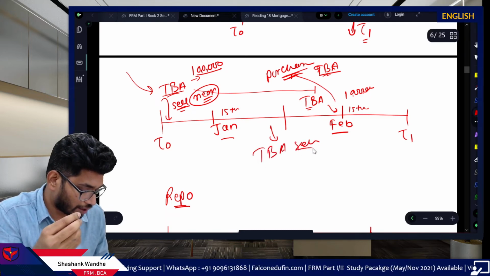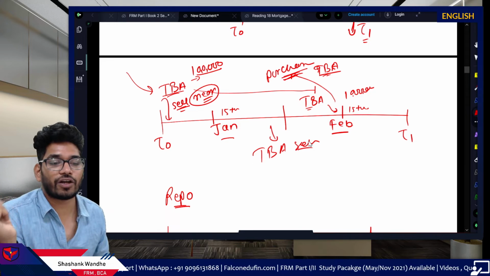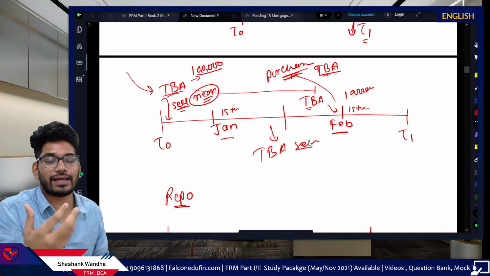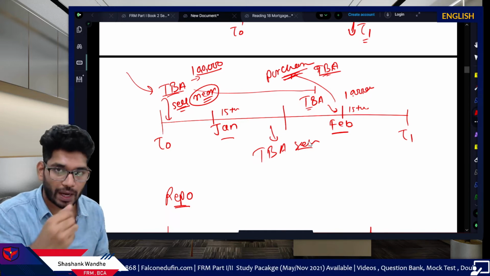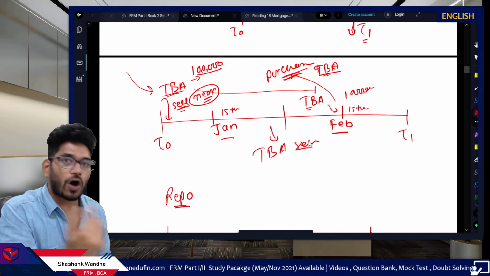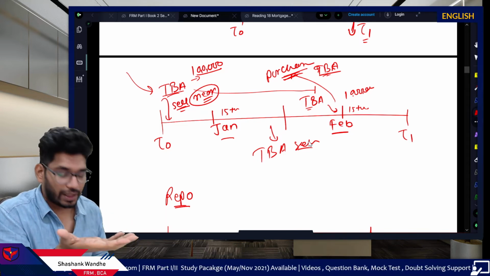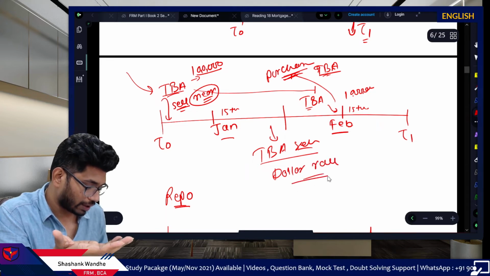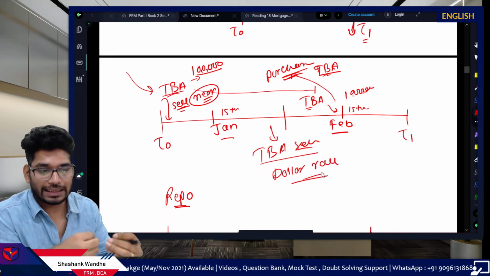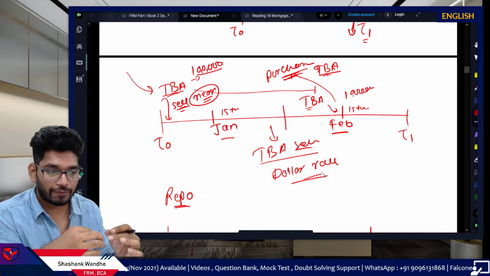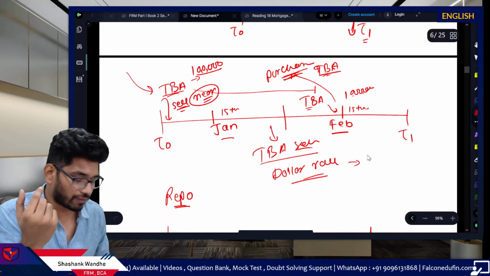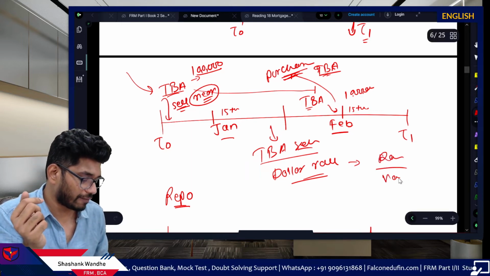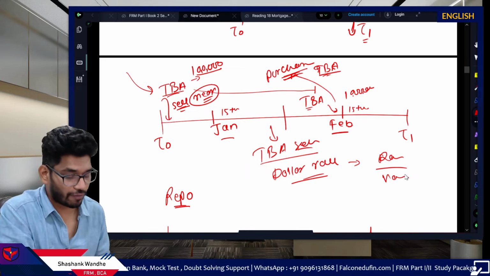TBA seller. Remember, TBA seller is doing this activity of selling TBA in the near month and buying TBA in the latter month for borrowing of funds. This is the easy way or the cheaper way to borrow funds. Now whatever is the cost incurred by him is called the dollar roll. Dollar roll. So dollar roll is the cost incurred by the TBA seller for borrowing funds. In exam, if you get what is the borrowing cost for this particular TBA seller, you have to simply go for whatever is the dollar roll versus the value which is sold. Okay, value of TBA which is sold.